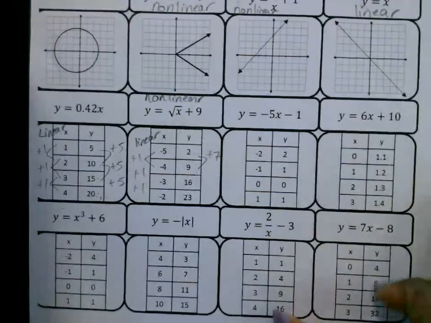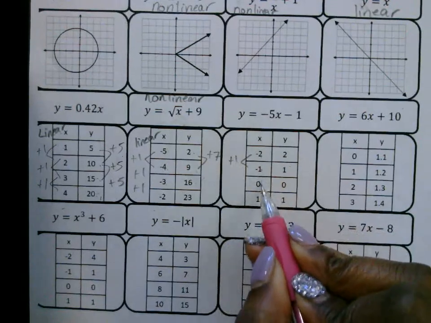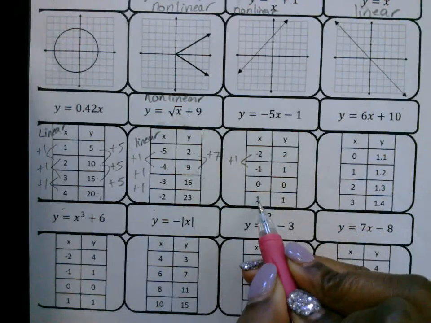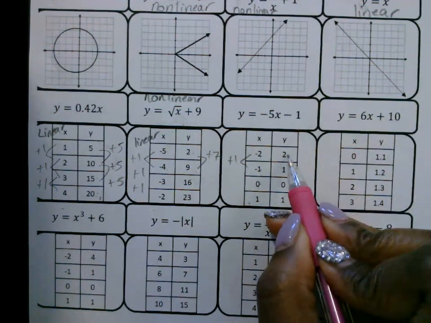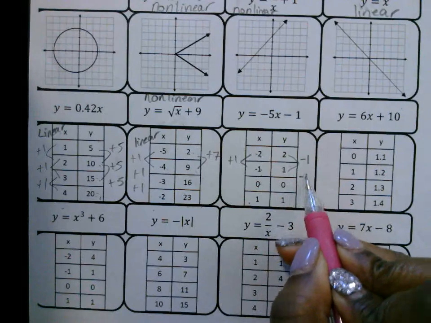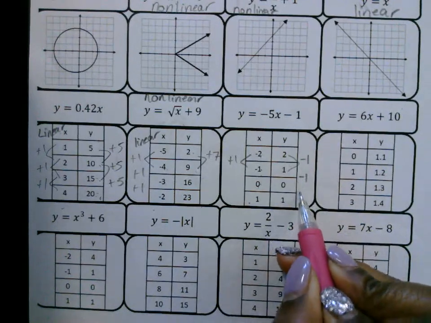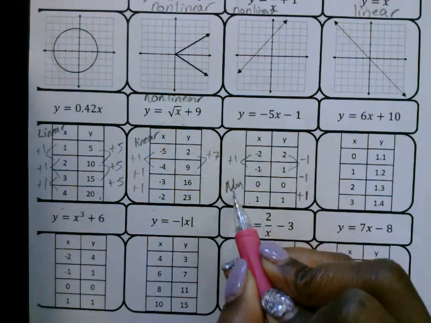Let's look at this one. This is going up by 1 here, up by 1 here, and up by 1 here. So this side is good. This side right here, this goes down 1. That's -1 here. This is going down 1 here, but it's going back up 1 here. This is nonlinear.